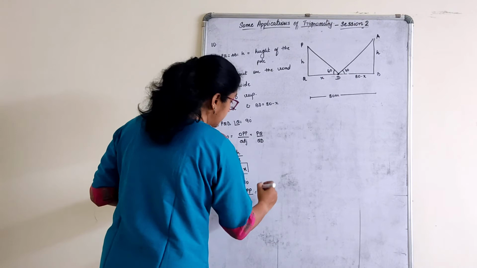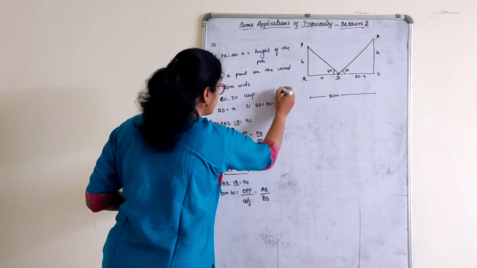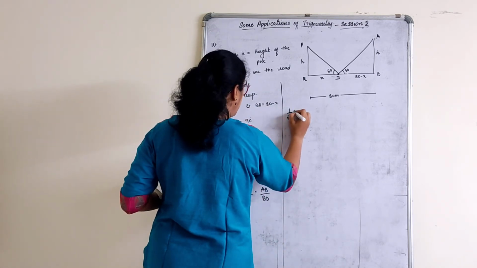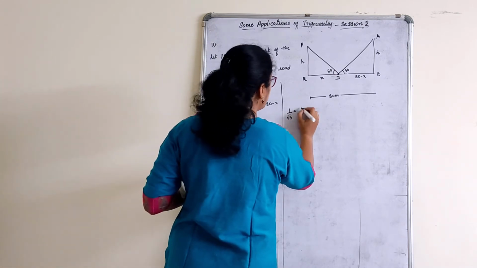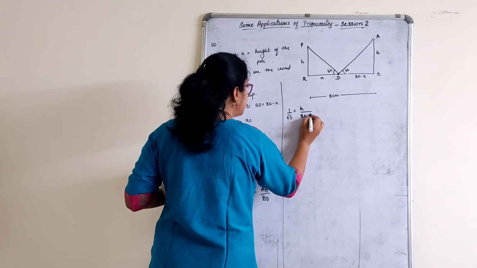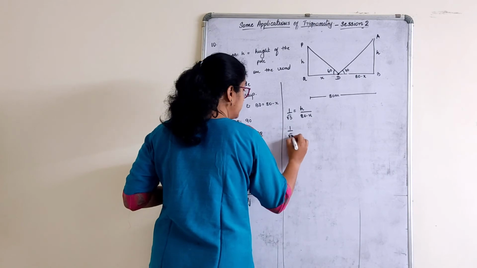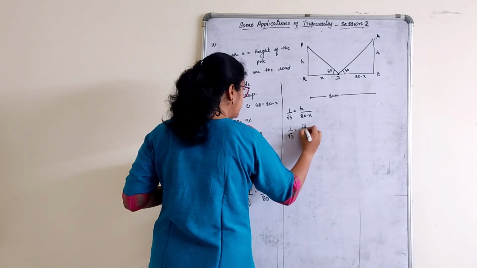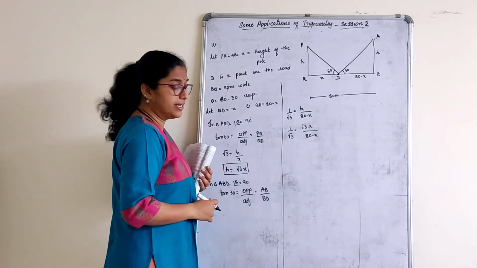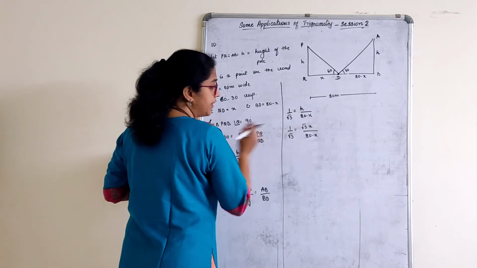What is your opposite there? AB upon BD. Right? Tan 30 is 1 by root 3. AB is h divided by BD is 80 minus x. Shall we substitute the h value here? 1 by root 3 is equal to root 3x upon 80 minus x, right? So h value is here, root 3x I have taken, remaining all the same thing.